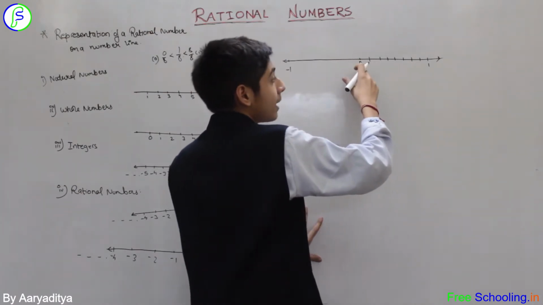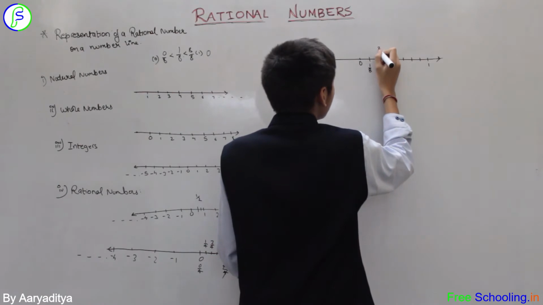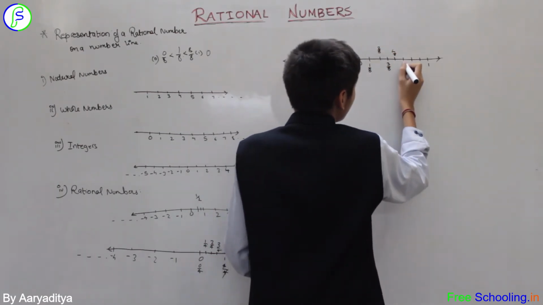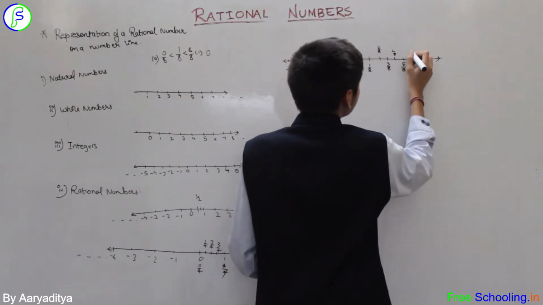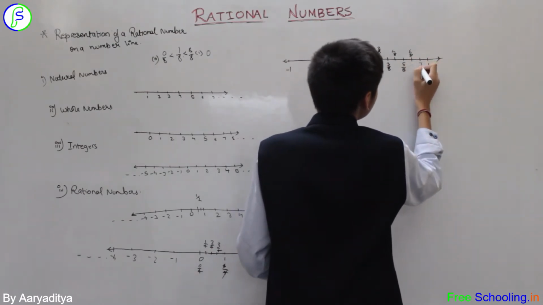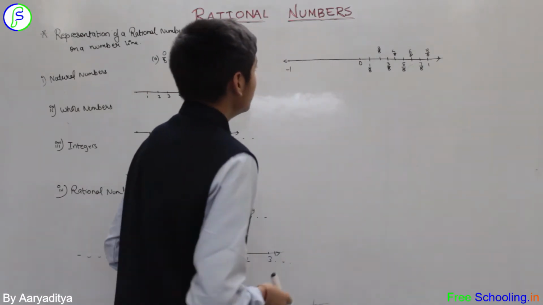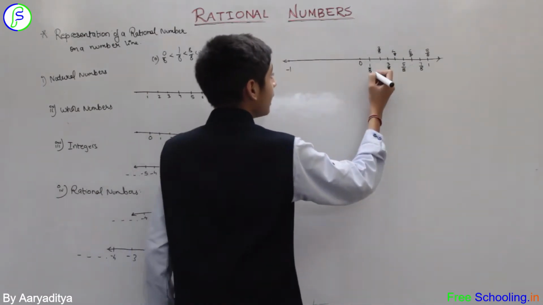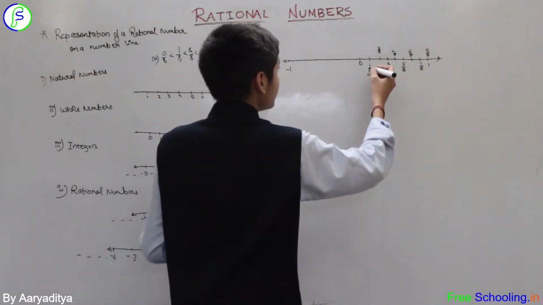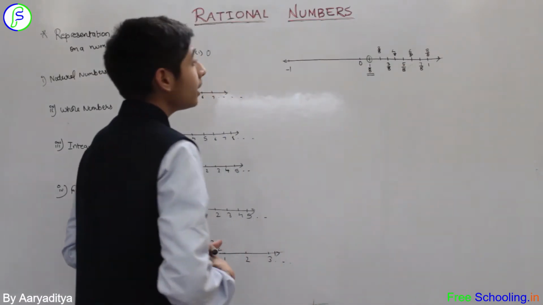First with 0 by 8, that is the 0 itself. Then we got 1 by 8, then 2 by 8, 3 by 8, 4 by 8, that is 1 by 2, 5 by 8, 6 by 8, 7 by 8, and at last you have 8 by 8, that is 1. So here we can see that 1 by 8 is here. You can just mark this point like this to identify the number, that is 1 by 8.